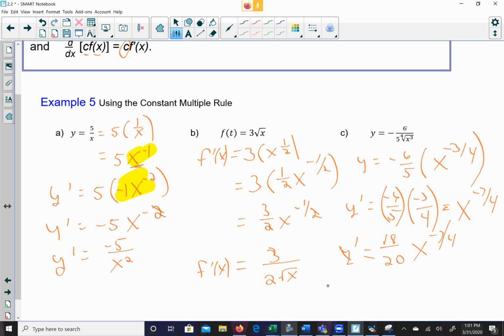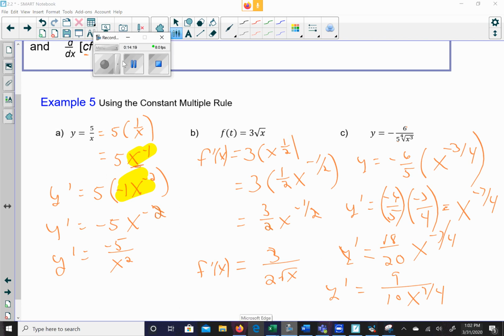And so for my final answer, I'm going to put that fraction in lowest terms while I'm here. So I'm going to do 9 over 10 x to the 7/4. You can leave it as 7/4, or you can put it back in radical form. Either one's okay, as long as your exponent is positive.